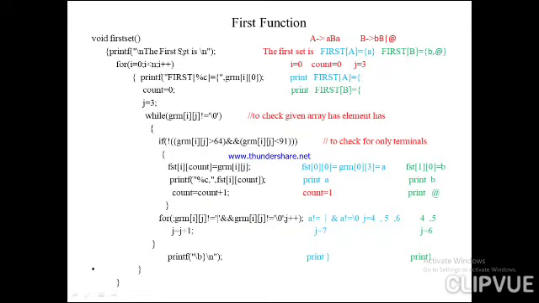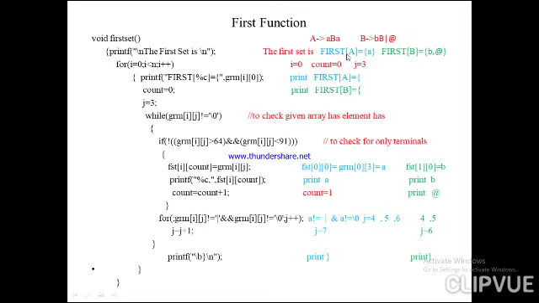So whatever is there in this first function in black color, it indicates that it is a program, and whatever is there in the red color, that applies for both the first of A and first of B. Whatever is there in the blue color, that is for first of A, and whatever is there in the green color, that is for the first of B.